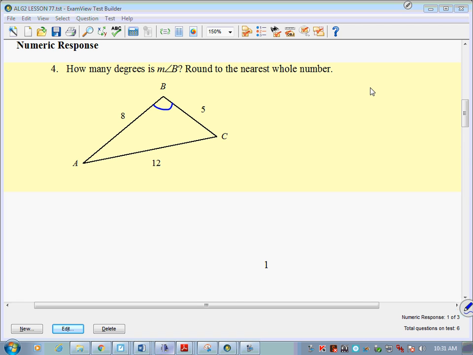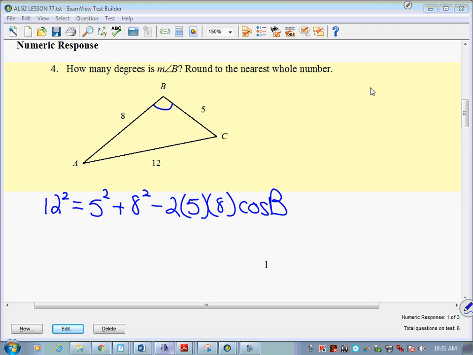What am I going to write? 12 squared equals 5 squared plus 8 squared minus 2 times 5 times 8 cosine B. Excellent work. All right. So, because I'm looking for cosine B, this is not one of those that I can just plug in my calculator, right? I can't do this all in one shot. I actually do have to go through the process.